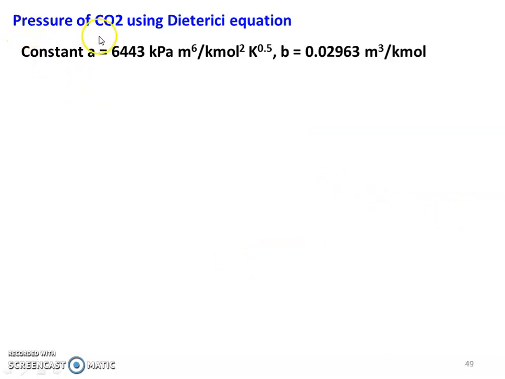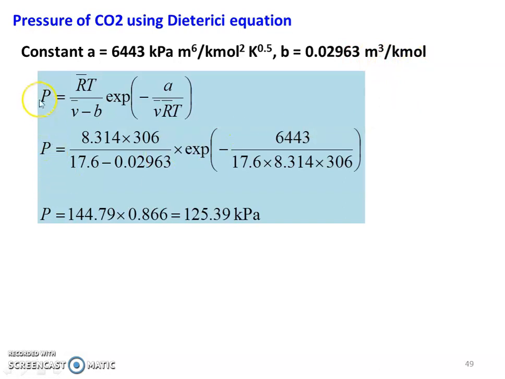And pressure of CO2 using Dietrich equation. Again, the constants A and B are the same. A equal to 6443 kilopascal meter power 6 per kilogram mole square Kelvin to the power 0.5, B equal to 0.02963 meter cube per kilogram mole. Pressure P equal to R bar T divided by V bar minus B into exponential of minus A by V bar R bar into T.